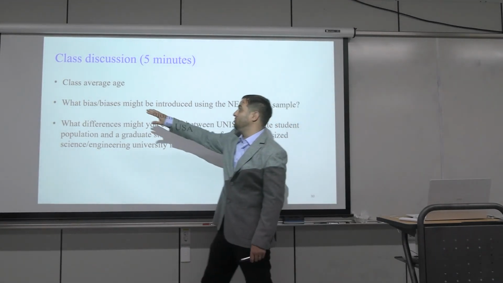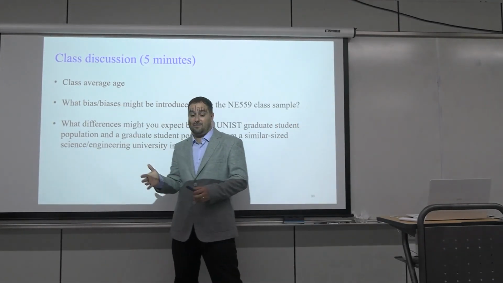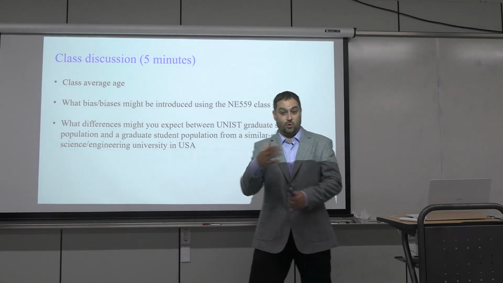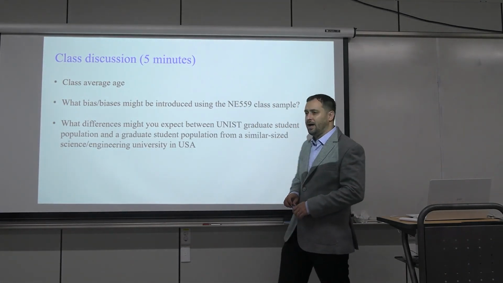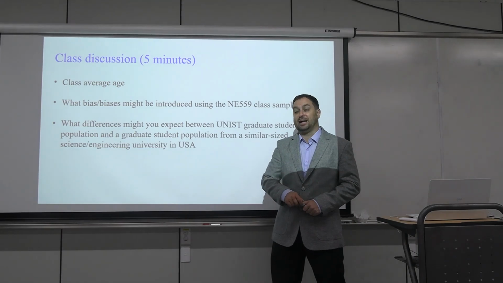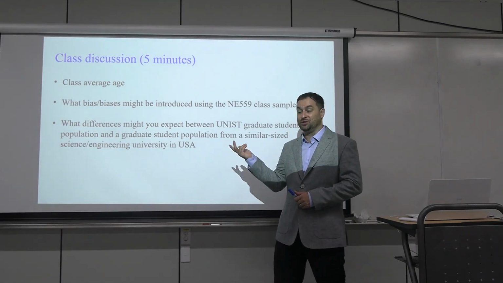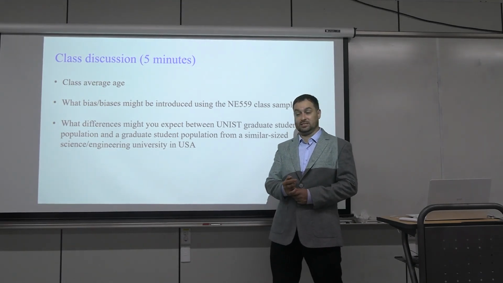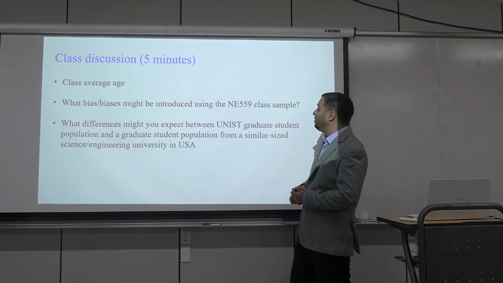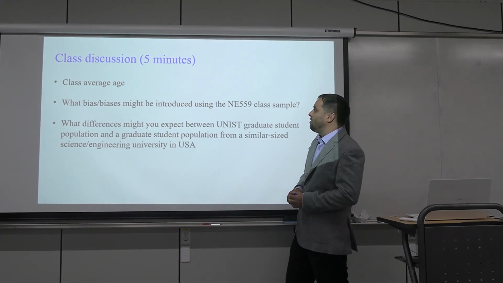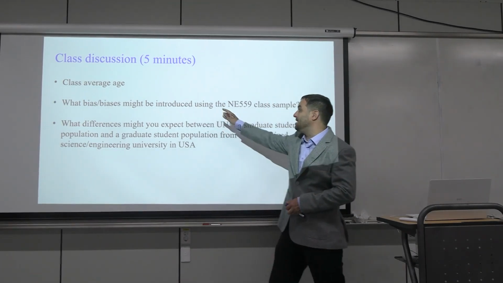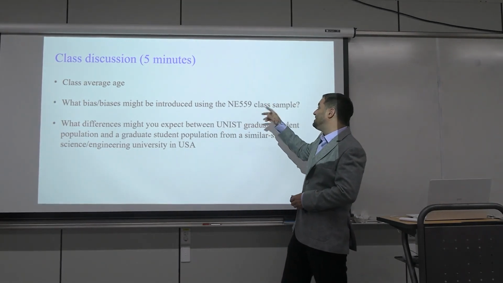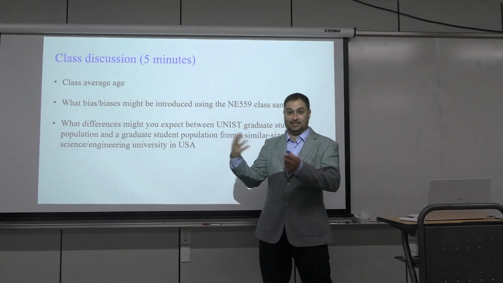First, we're going to calculate the class average age, and that's from my current class. I have 20 graduate students, and it's a nuclear engineering course. But it's a course on regression, so there are students from other departments taking it as well. Let's think about what type of biases might be introduced when you use the NE 559 class example.